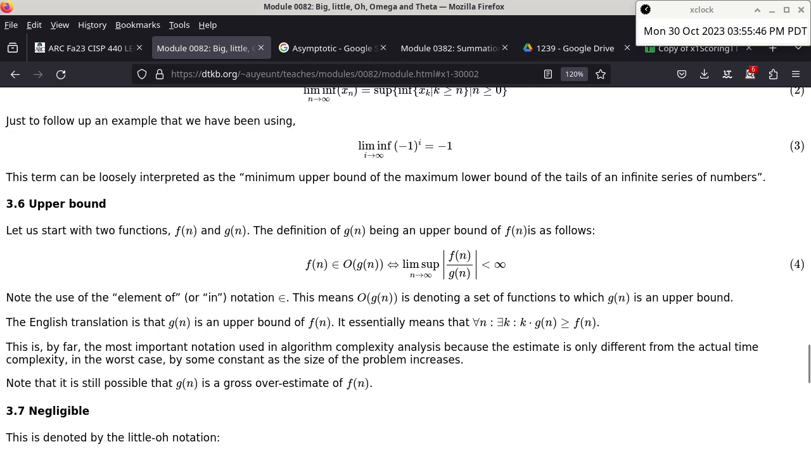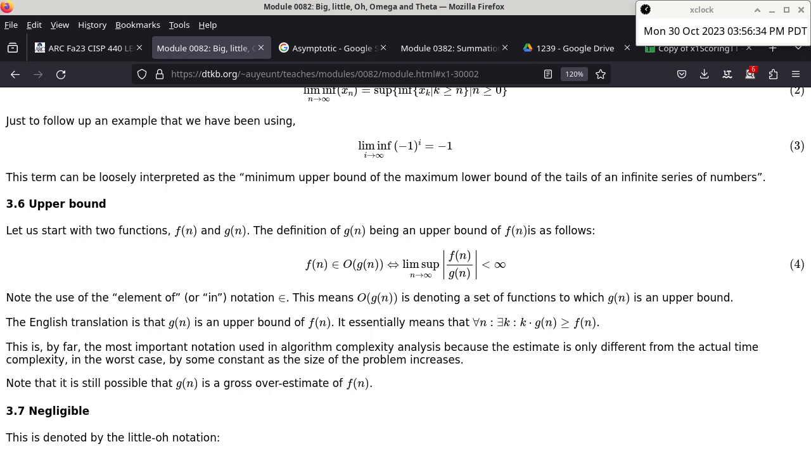So when we say that G of N is an upper bound of F of N, this is what it means. Let's take a closer look at this. What is it really saying? The first thing we know is there's an element-of notation, which means the big O notation is really a set concept. We have a G of N here. G of N tends to be a really simple kind of function, like N, 1, N cubed, 2 to the power of N, N factorial, that sort of stuff. So G of N is a very simple thing that is used to approximate F of N, which can have all kinds of crazy stuff in it, but it's exact.